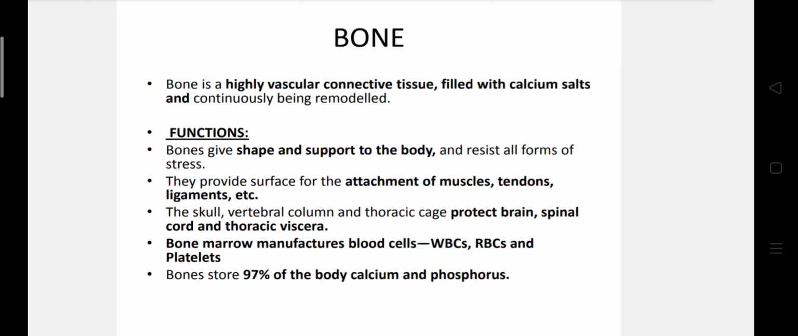Functions: Number 1, bones give shape and support to the body and resist all forms of stress. Number 2, they provide surface for the attachment of muscles, tendons, ligaments, etc. Number 3, the skull, vertebral column, and thoracic cage protect the brain, spinal cord, and thoracic viscera. Bone marrow manufactures blood cells: white blood cells, red blood cells, and platelets. Bone stores 97% of the body calcium and phosphorus.